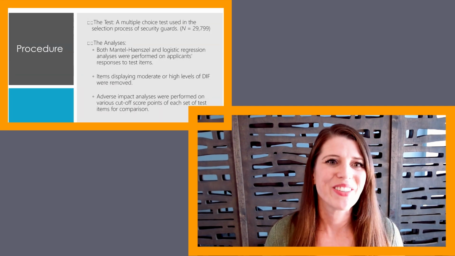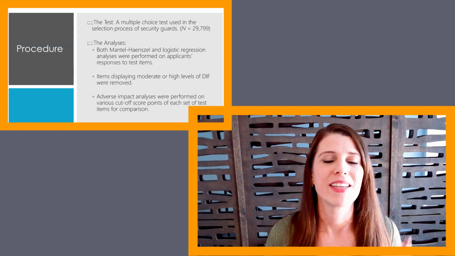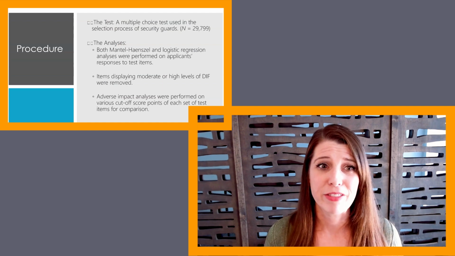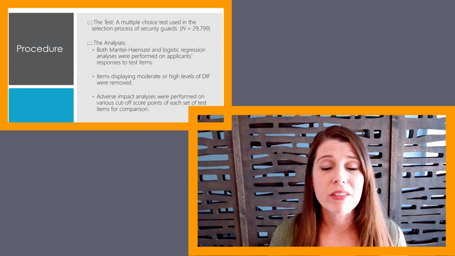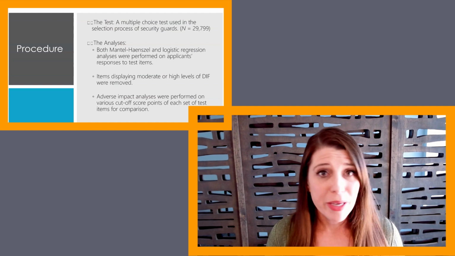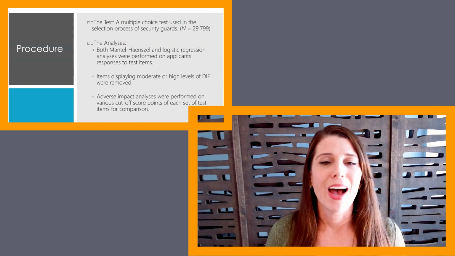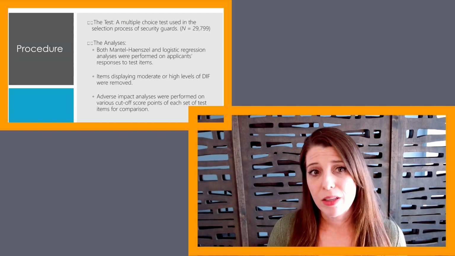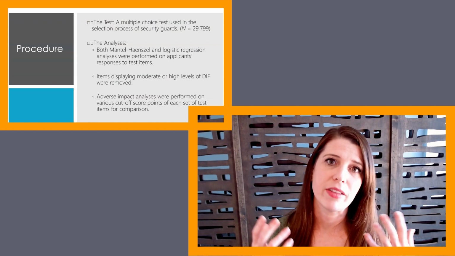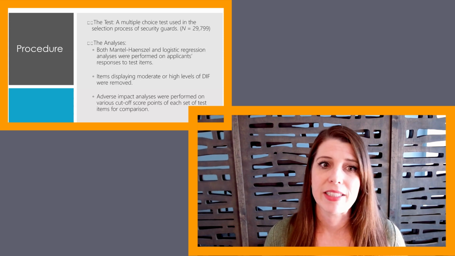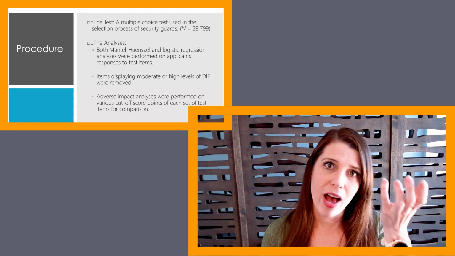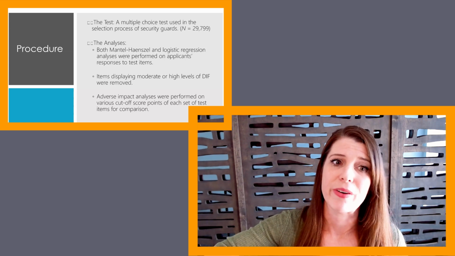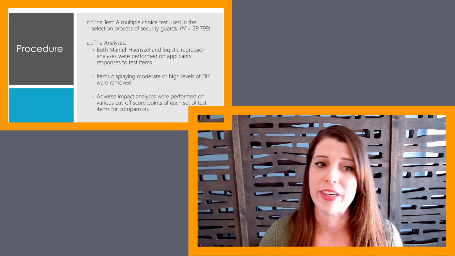I was lucky enough to actually have a test, a real test. It was a multiple choice test that almost 30,000 different people who had been applying for jobs had already taken. So I had real data on a real selection test from real people trying to get a real job. This is just wonderful to have this amount of data. And I took that data and I ran both the Mantel-Haenszel approach and the logistic regression approach on all of the questions in this test in order to identify DIF with both of them and cataloged how many items from the test the Mantel-Haenszel approach said had DIF and how many the logistic regression said had DIF, and then compared them on various aspects.